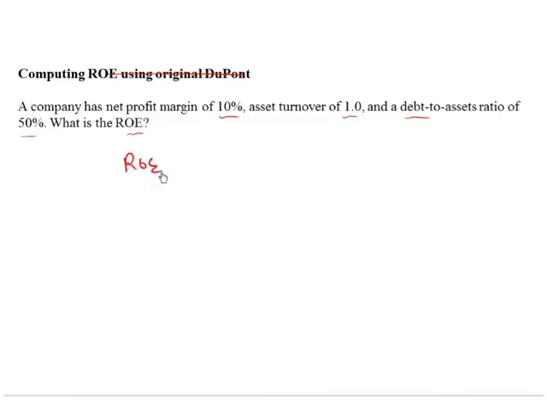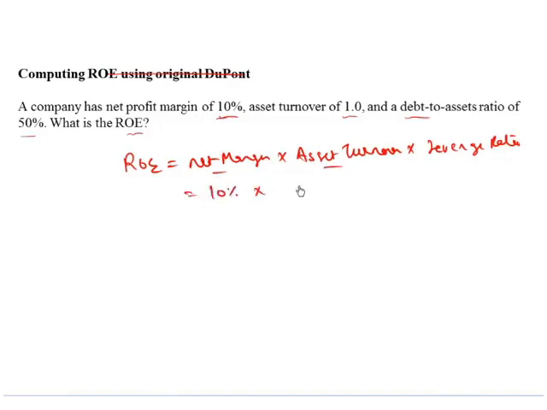So from the original DuPont, we know that the ROE can be broken up as net margin times the asset turnover multiplied by the leverage ratio. Now, the first two aspects have been given to us straight up. That is, the net profit margin is 10% and the asset turnover is 1 times. The leverage ratio, please recall, is the total assets upon the equity, and what is given to us is the debt to assets ratio, that is 50% or 1 by 2.